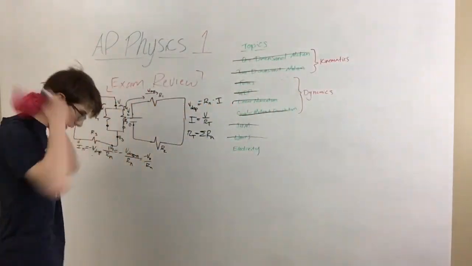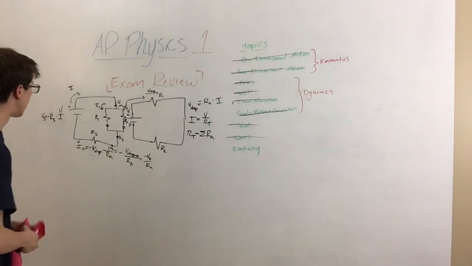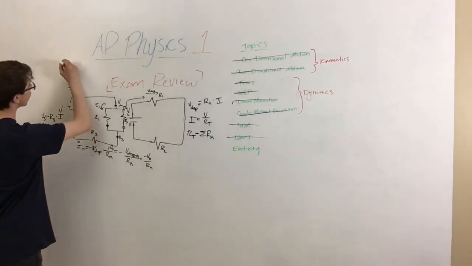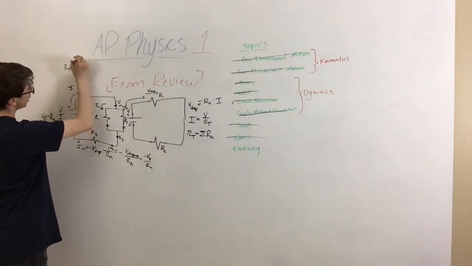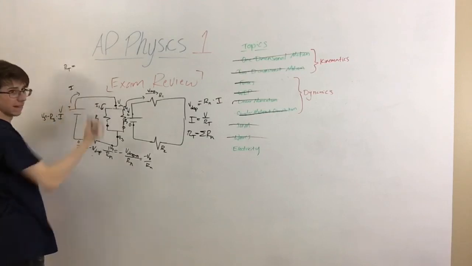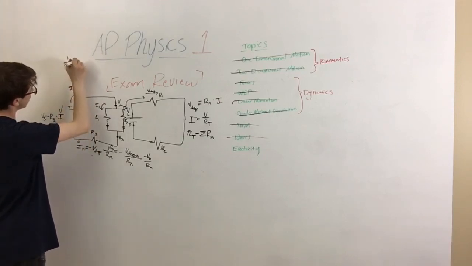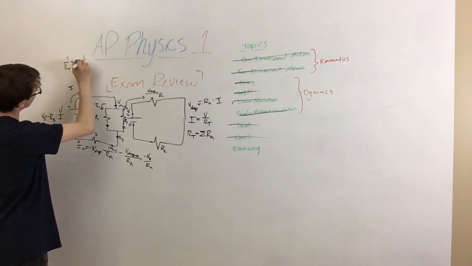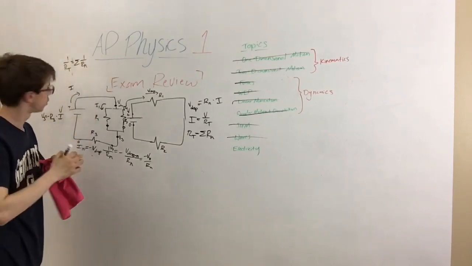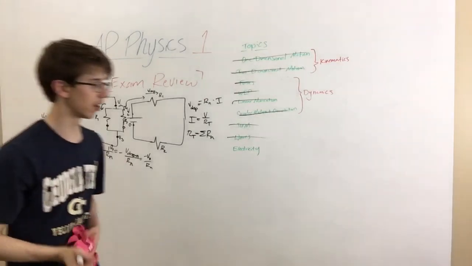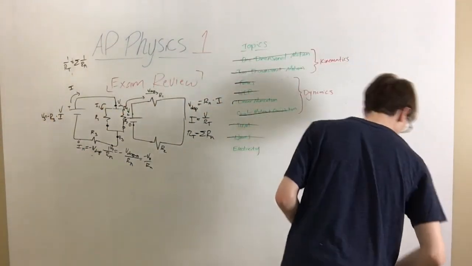And how do we calculate the total resistance of a parallel circuit? Well, the total resistance of a parallel circuit is equal to an inverse. So it's actually 1 over the total resistance of the circuit is equal to the sum of 1 over the resistance of each resistor in the parallel circuit. And so what does that mean?